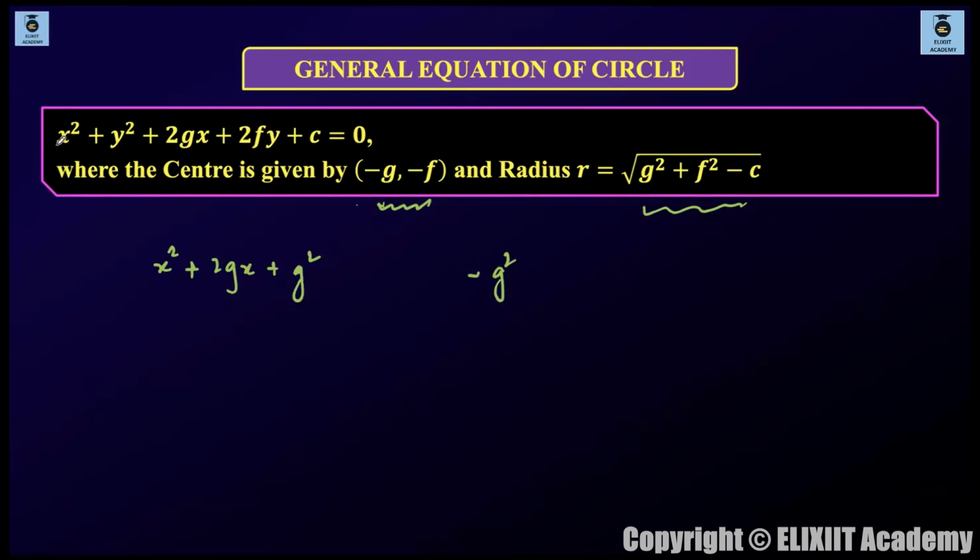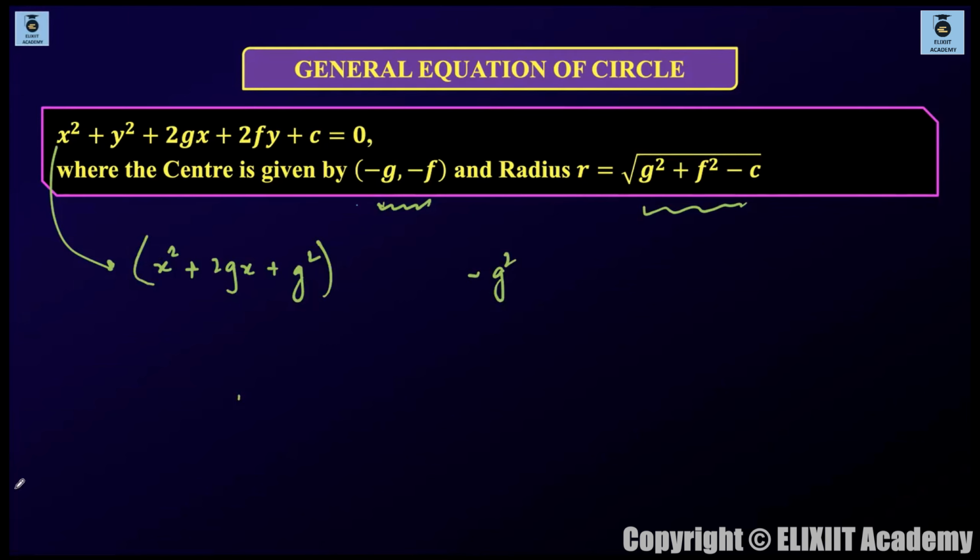From here, we can bring it into the standard form. From the standard form, we can bring it into the general form, and from the general form also we can bring it into the standard form. So x square plus 2gx plus g square, right? Next, this part will become a perfect square.